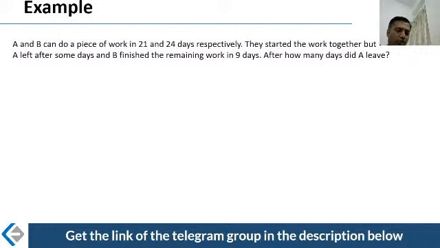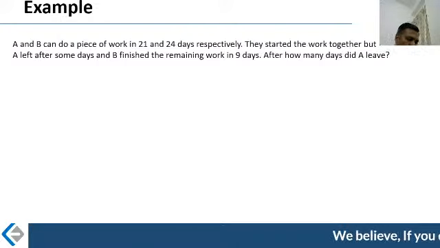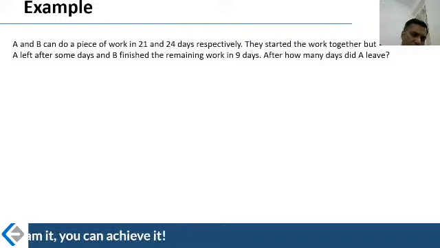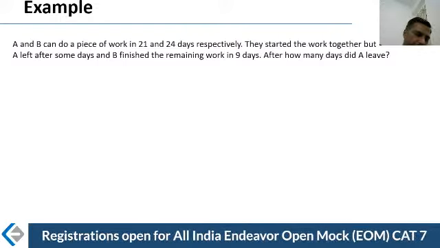Let's go here. Another one for you, my friends. Do it with me, no worries. A and B can do a piece of work in 21 and 24 days respectively. They started the work together, but A left after some days and B finished the remaining work in 9 days. After how many days did A leave?